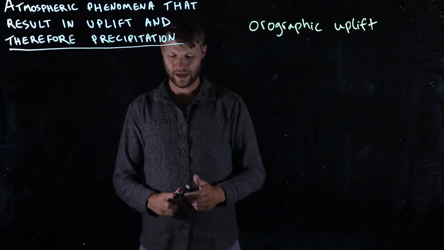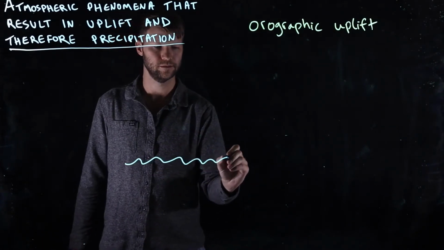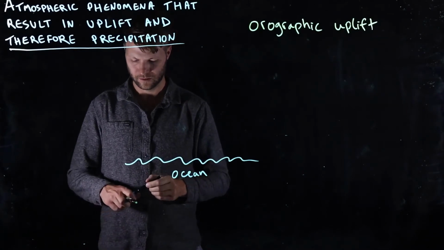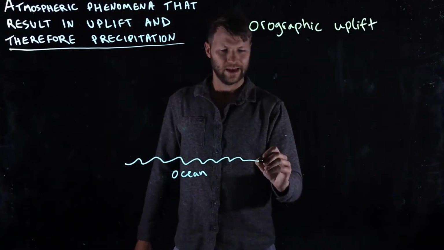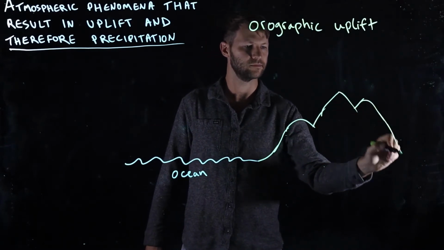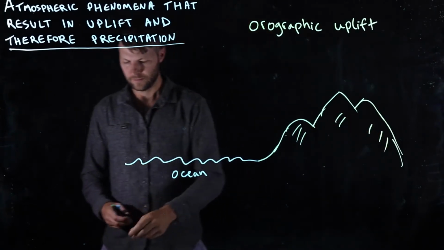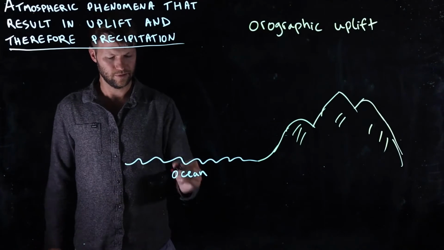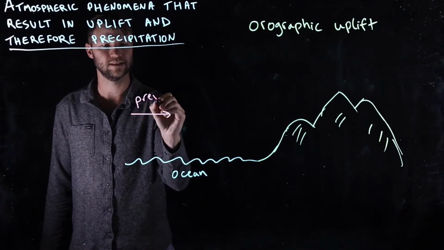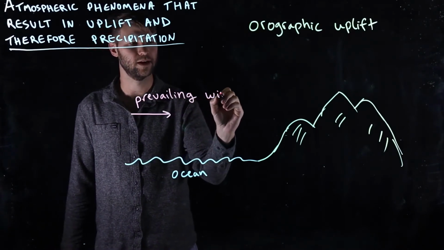If we have, for example, a water body, say the ocean, and then we've got land, and maybe there's some mountain ranges here. And then finally we've got a prevailing wind direction. So a consistent wind coming from the water body, for example.